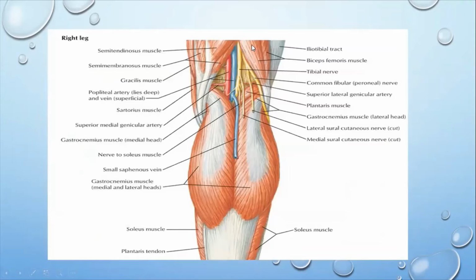You have here the superolateral, your biceps femoris muscle. Then the superomedial, you have the semitendinosus muscle and the semimembranosus. Then in inferomedial and inferolateral, you have the gastrocnemius. These are the big muscle or your calf muscle in your leg. This is the medial head of the gastrocnemius and the lateral head of the gastrocnemius.